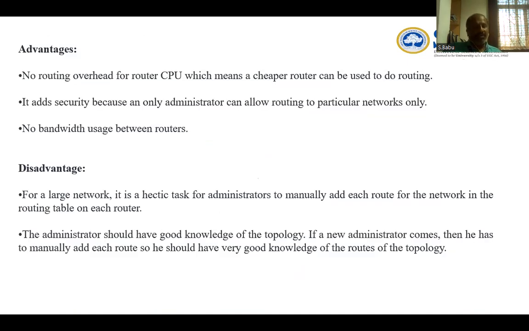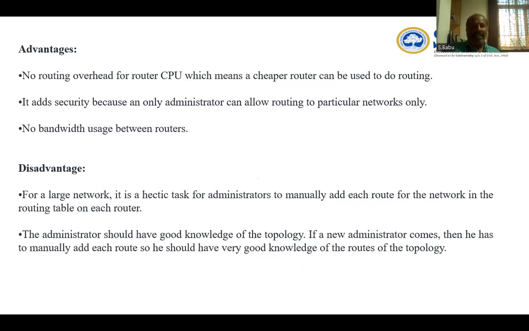So there are some advantages and disadvantages in this one. In advantages, there is no routing overhead. If you go for static routing, there is no routing overhead, which means a very cheap router can be used for routing.